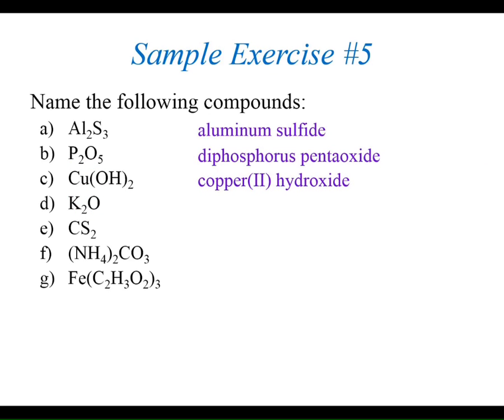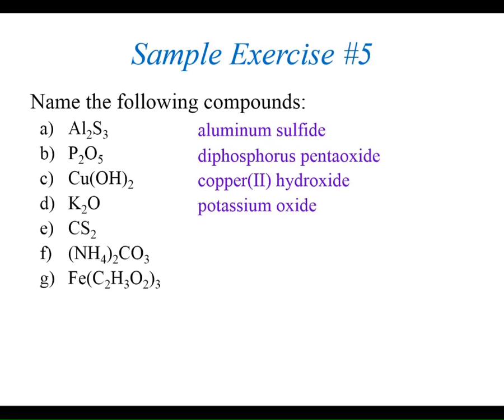Okay, how about the next one? Ionic or molecular? How do you know? Potassium's a metal. Yes, exactly. They're not both nonmetals. So, K is potassium. Does that need a Roman numeral? No. Why not? It's in group 1. Okay, so potassium, what do I call oxygen by itself? Oxide. Potassium oxide.